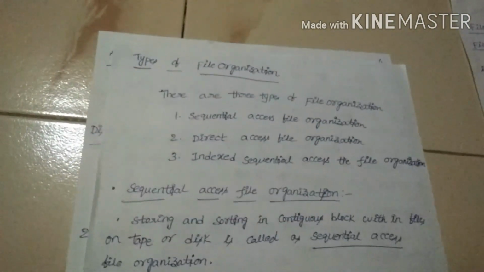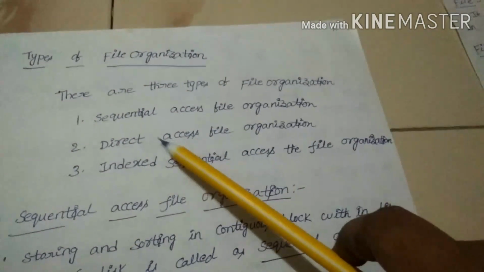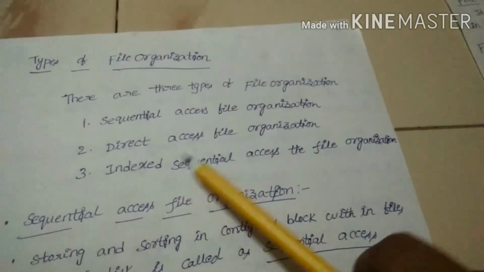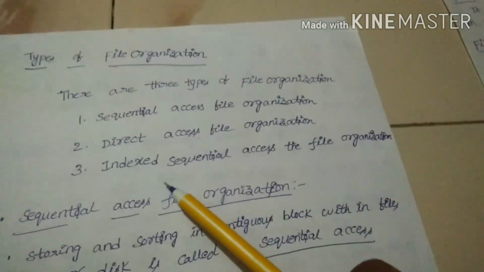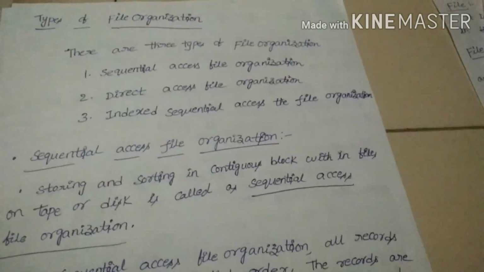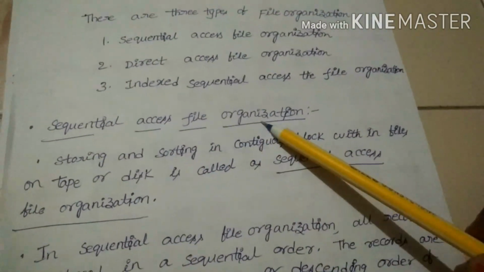Next, there are types of file organization. Here there are three types of file organization. First one, sequential access file organization. Second one, direct access file organization. Third one, indexed sequential access file organization. First one, sequential access file organization.